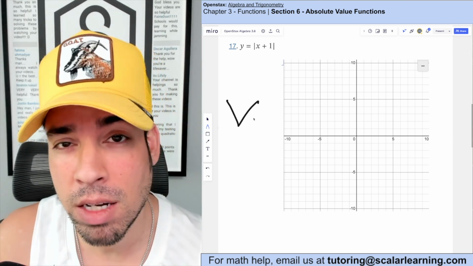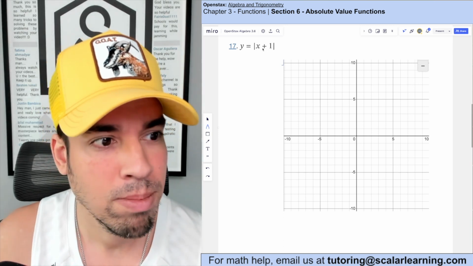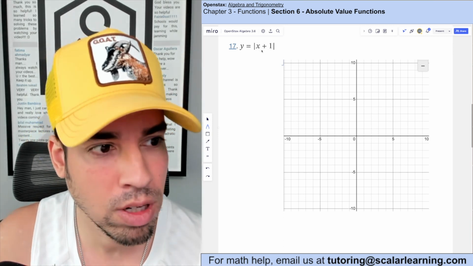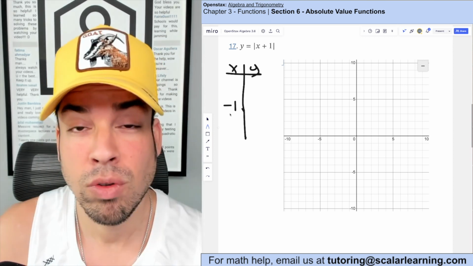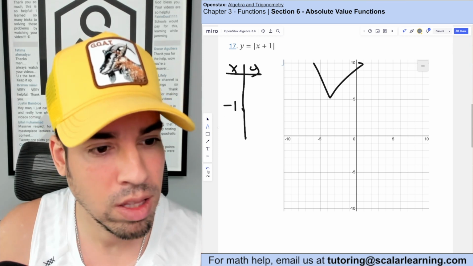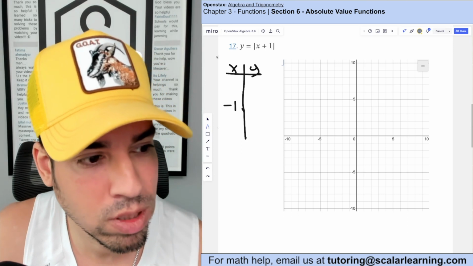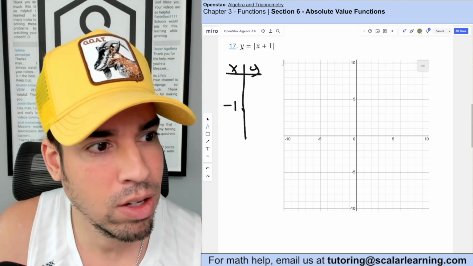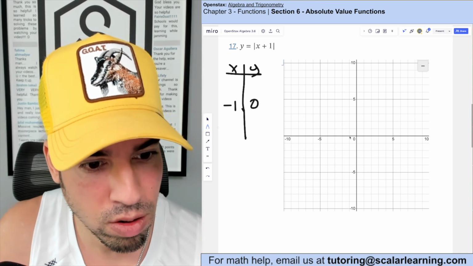So when we graph an absolute value function, it's important to know where the vertex is, where that point is at the bottom. We can figure that out by figuring out what's going to zero out the inside of the absolute value bars. And that's going to be when x is -1. So this is a really good starting point. Whether this goes up or down, we know that the bottom corner is going to be at x equals -1. Let's get the corresponding y value, plug it in. -1 plus 1 is 0, so y is 0. So here's that original point.